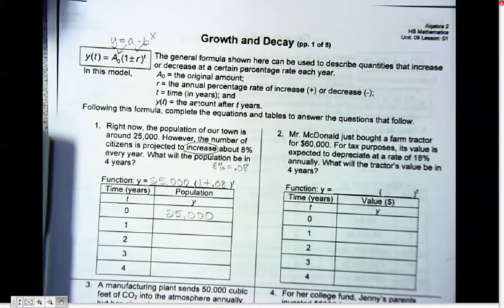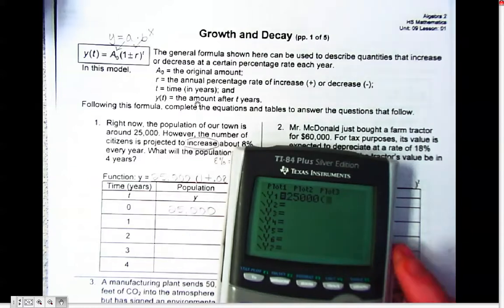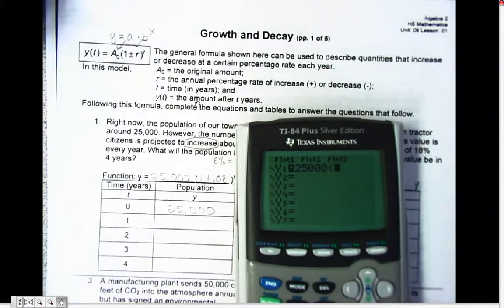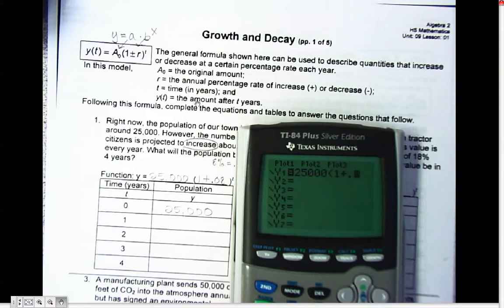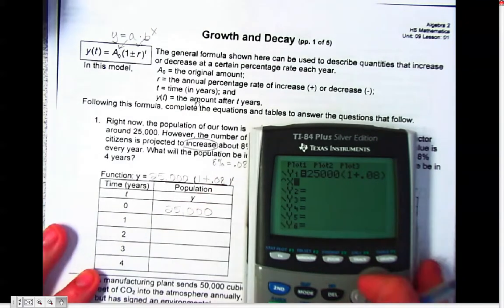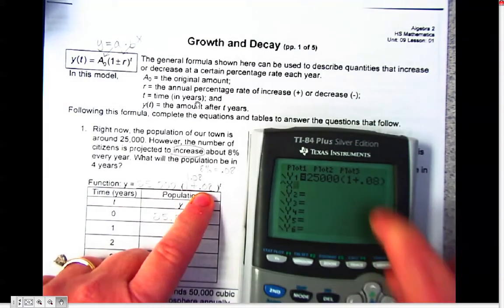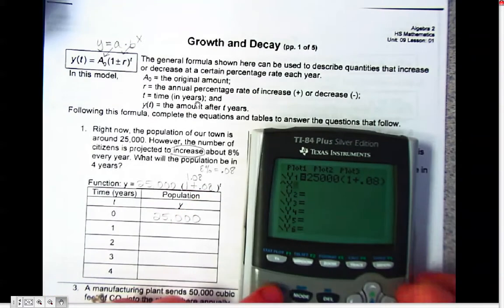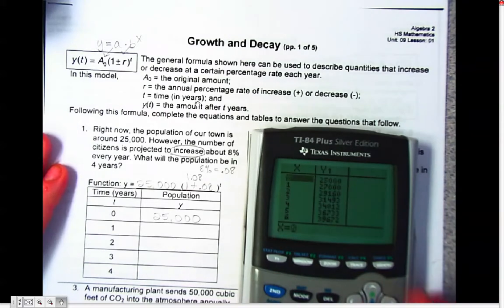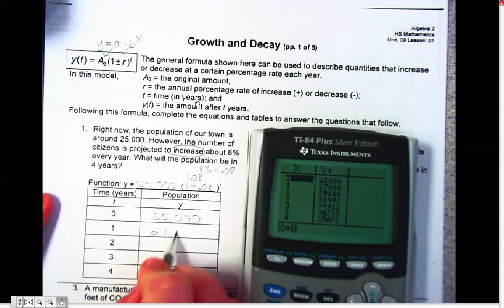Okay, now we're going to fill out the table. We're going to put in y equals 25,000, parentheses, 1 plus 0.08, close your parentheses, to the x power. We don't have a t, so we use an x, and we could have gone ahead and added this together and gotten 1.08, and we could have just used 1.08. We'll go to the table, find 0, make sure it's 25,000 at 0, and then we'll copy down the rest of the table.